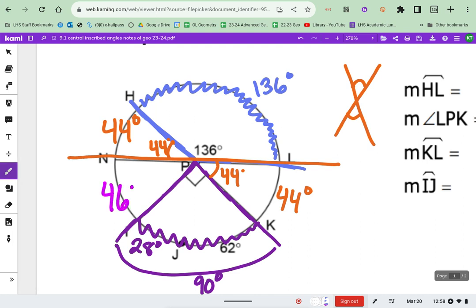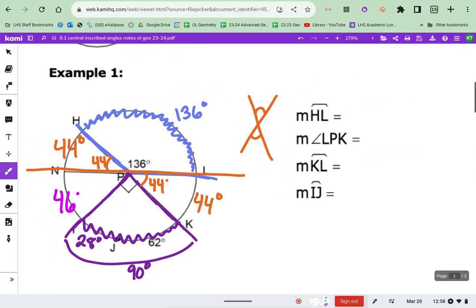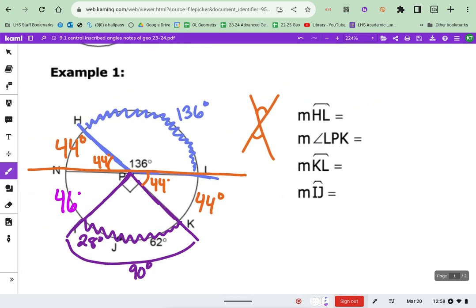Excellent. So it's kind of like a puzzle, right? Okay, so now we'll go over here and we'll fill in what it's asking for. So arc HL, that's the one that I have up here in blue. That's 136 degrees. LPK, 44. Let's see, arc KL, also 44. And arc IJ. Let's see. Yep, 28. Awesome.